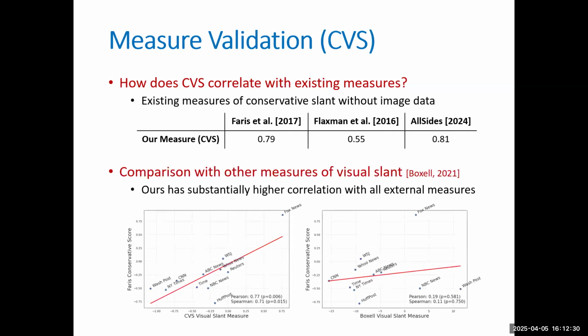Another form of validation: there is this other paper that focuses on visual slants, the closest one to us, but it uses the reduced form approach that I described earlier. I didn't have time to go into the details of that, but that paper also has some measures at the outlet level. We want to compare whether our method is closer to external measures or that one. We see that for our method, the Pearson and Spearman correlation is much higher. In this case, there is a slight correlation, but it's not significant. Of course, we don't have many instances in our data, but overall, we see a higher correlation with our measure.